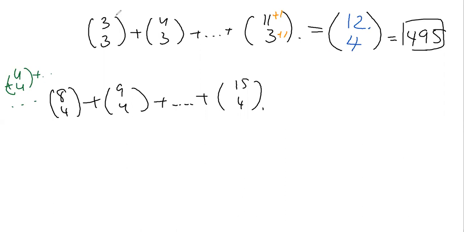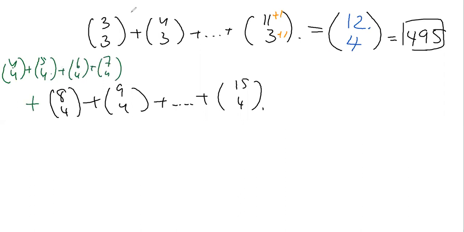However, what we can do is just add them in. So 4 choose 4, and so on. These are the terms we're missing. We're just going to add them in real quick, and we're going to subtract them off, because you can do that. Cool. Okay.